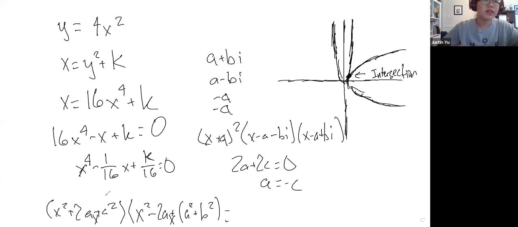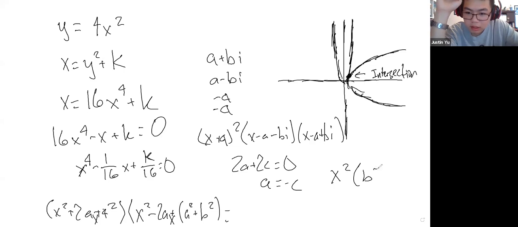All right, so now we're going to need coefficients for the x squared and the x terms, because those are the remaining ones that we have information for. So the coefficient of x squared, you can do this by FOIL. a squared times x squared, 2ax times -2ax, x times a squared plus b squared. So it comes out to this.